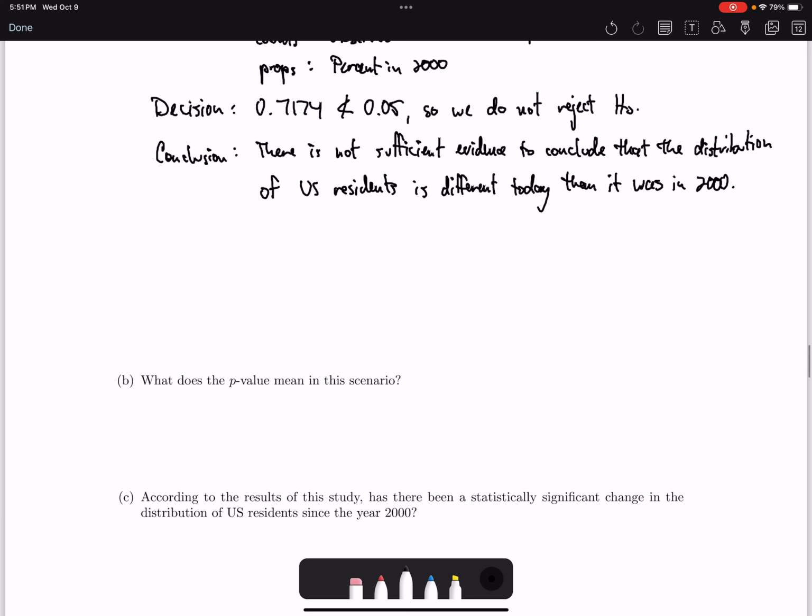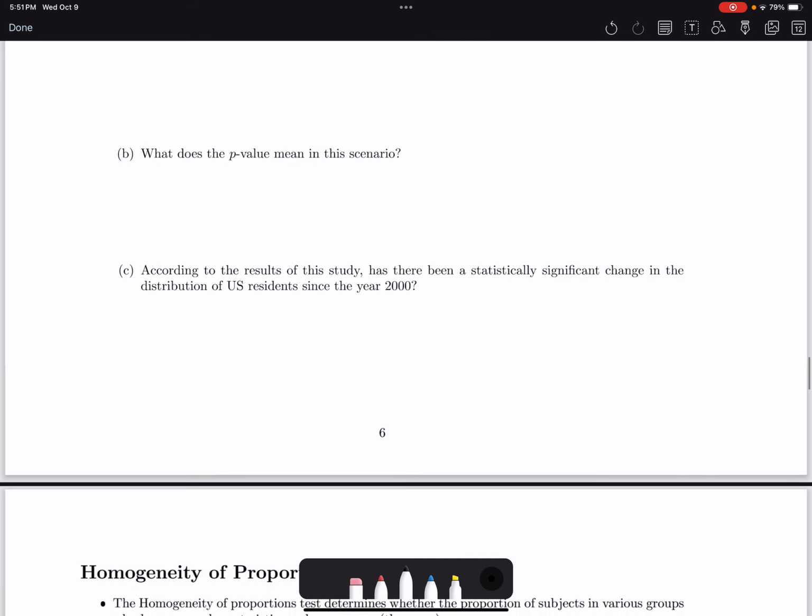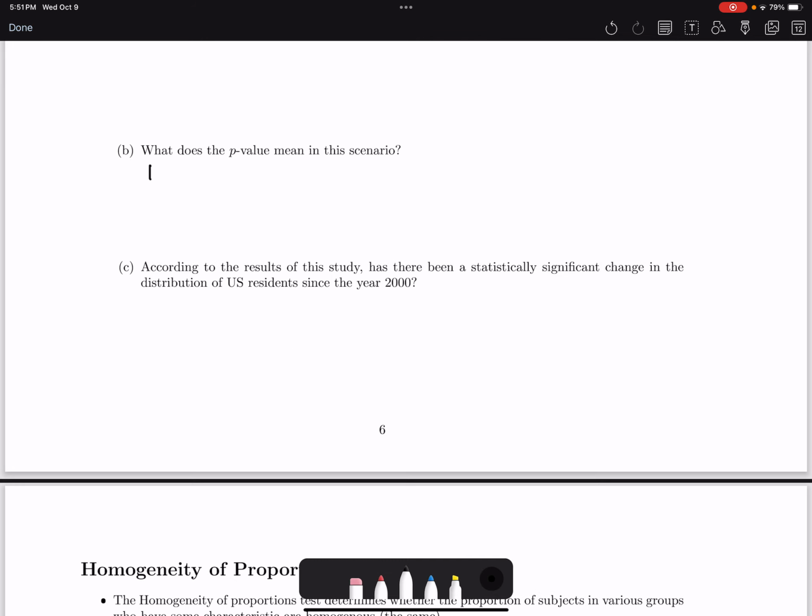Part B, what does the p-value measure in this scenario? Well, if we assume that the null hypothesis is true, and the null hypothesis in this case is that the distribution today is the same as it was in 2000, right?